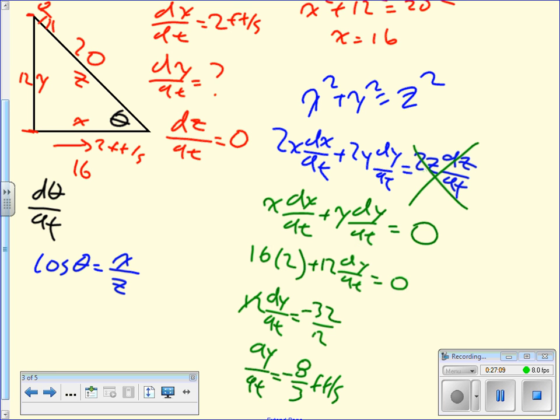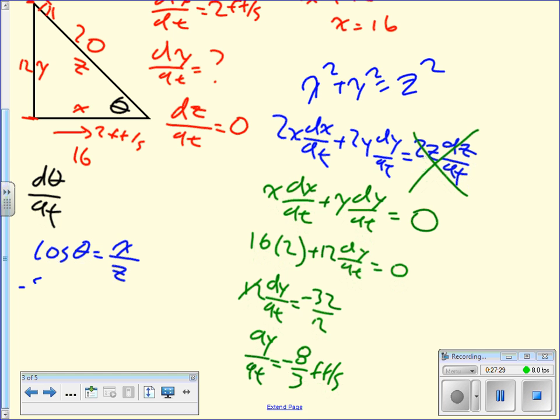Here, z is a constant. So when I take the derivative of this side here, it is strictly dx/dt. Now, the derivative of the cosine is what? Negative sine theta. Negative sine theta d theta/dt equals the derivative of x over z.